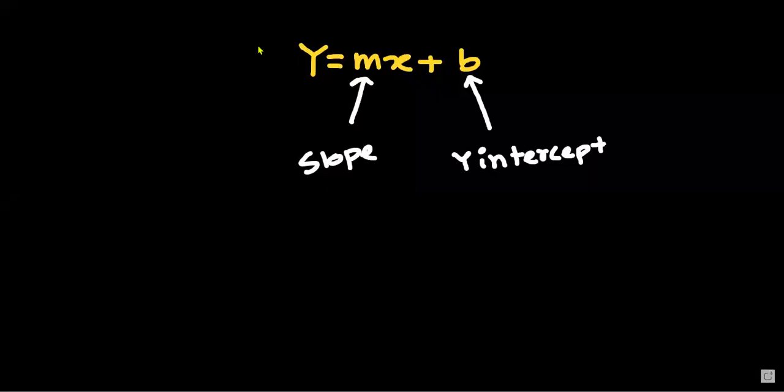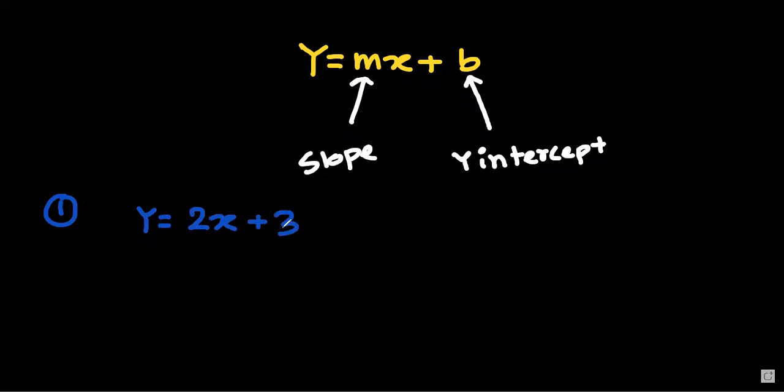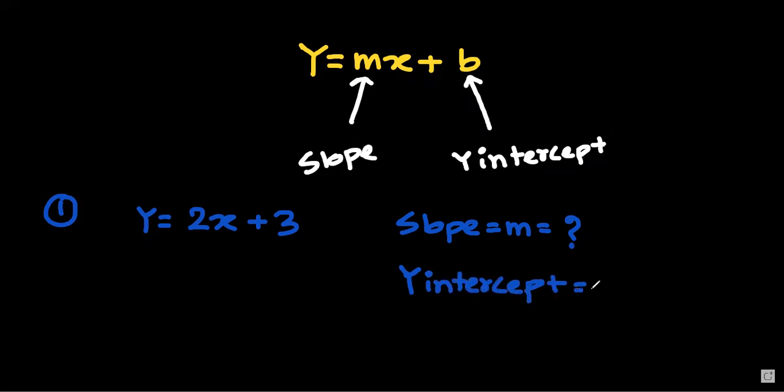Now suppose an equation is given, y equals 2x plus 3. That's the slope-intercept form. You need to find out the slope, which is also named m, equals what, and you need to find out the y-intercept, or b equals what.